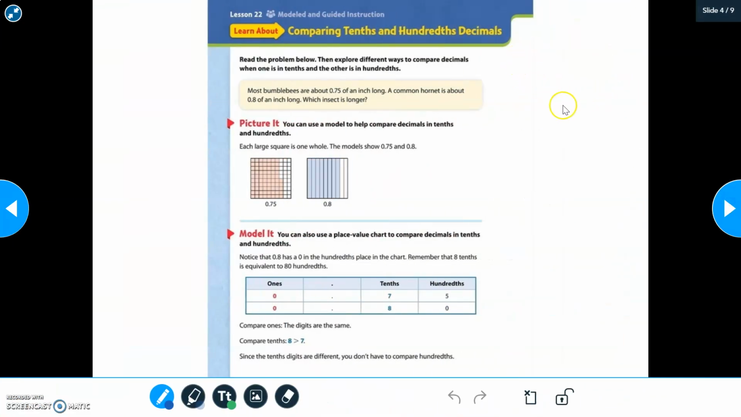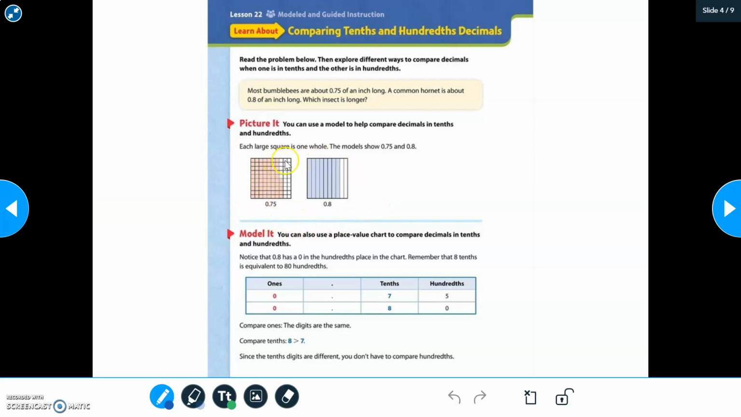All right, so let's look at our lesson for today. The word problem states, most bumblebees are about 7/500 of an inch long. A common hornet is about 1/8 of an inch long. Which insect is longer?